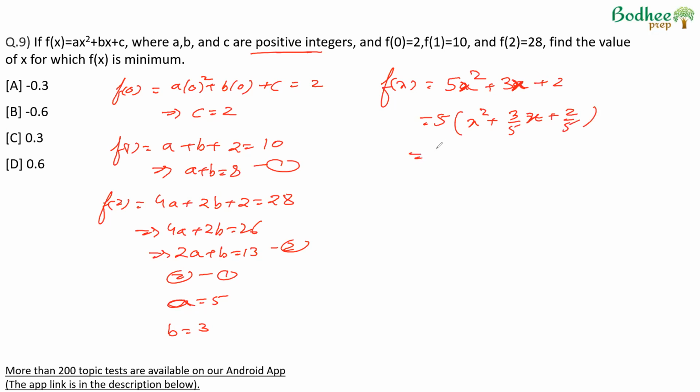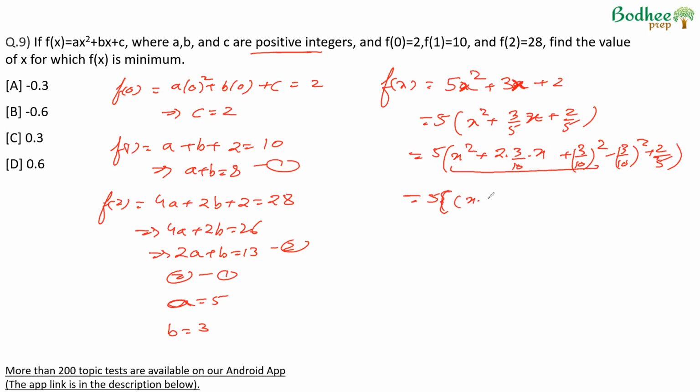So this becomes 5 into x square. We need to write this in the form of 2ab. So I multiply by 2 and then divide by 2. So this becomes 3 by 10 x. Write the square of 3 by 10 and subtract the square of 3 by 10. This becomes 5 into, this is the perfect square, x plus 3 by 10 square minus 9 by 100 plus 2 by 5.